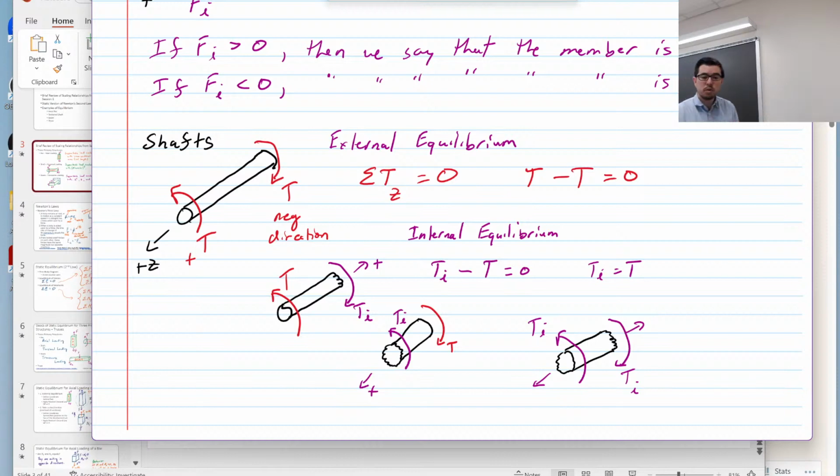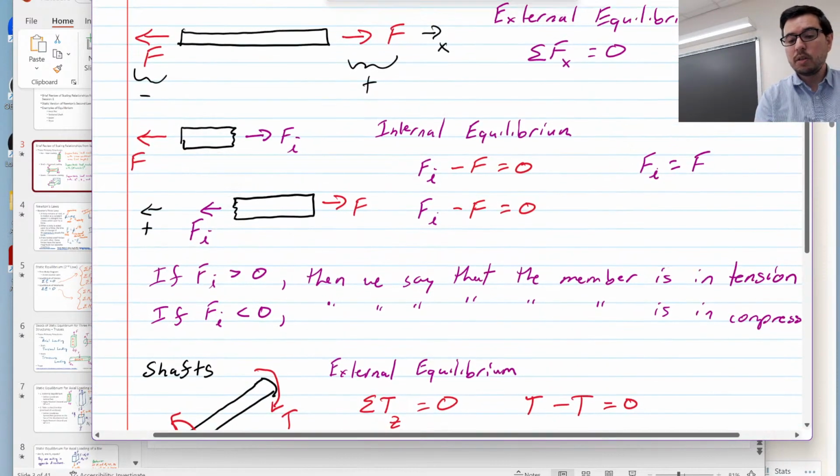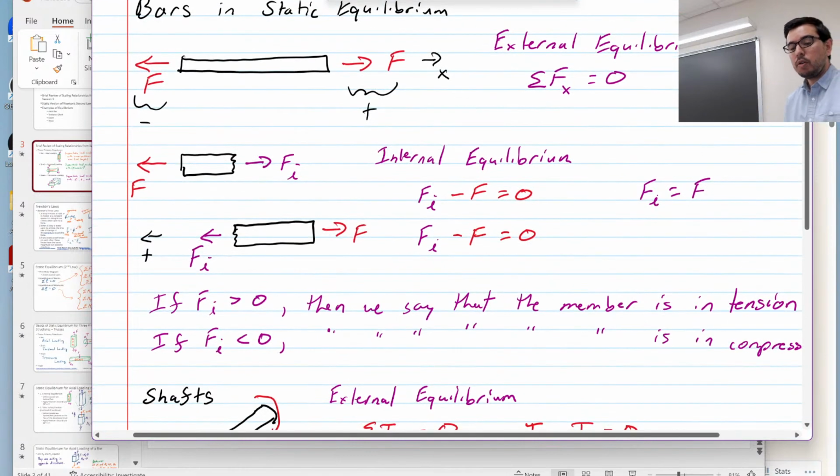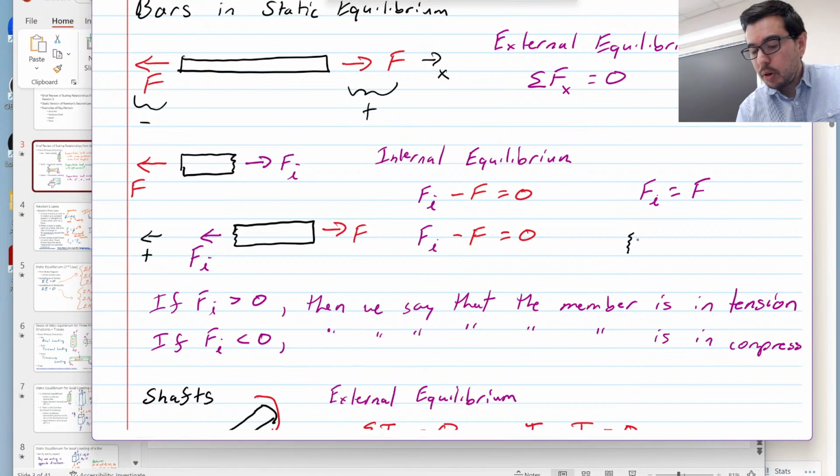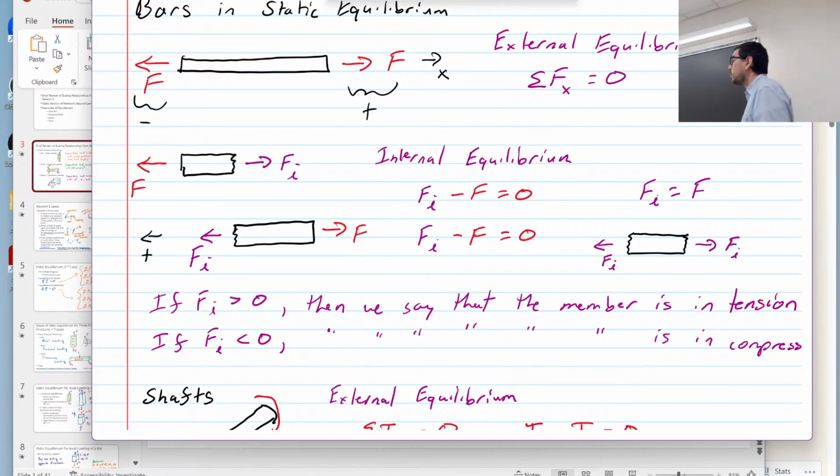And this goes to our analogy with internal equilibrium for bars as well. I can go back here and I'm going to do a fuzzy one over here, and I'm going to do a fuzzy one over here. And these forces are seemingly acting in opposite directions, but they're the same. If I took another slice here, depending on which side I'm on, I'm going to have an internal force, and they're going to be in opposite directions. So this is often confusing.